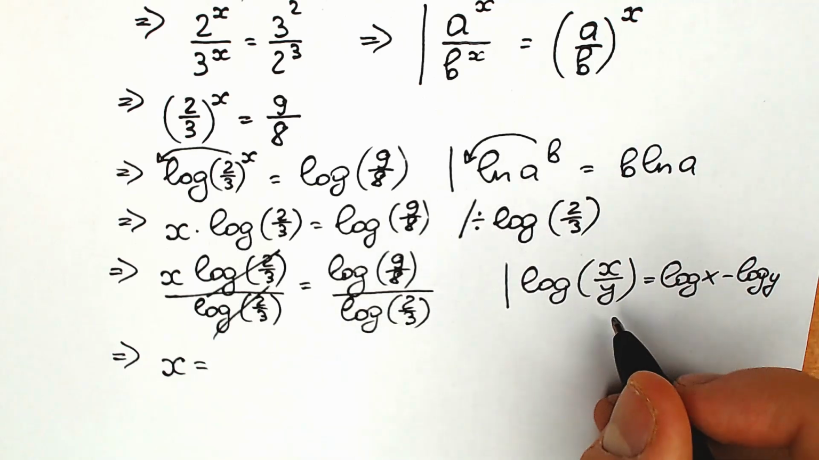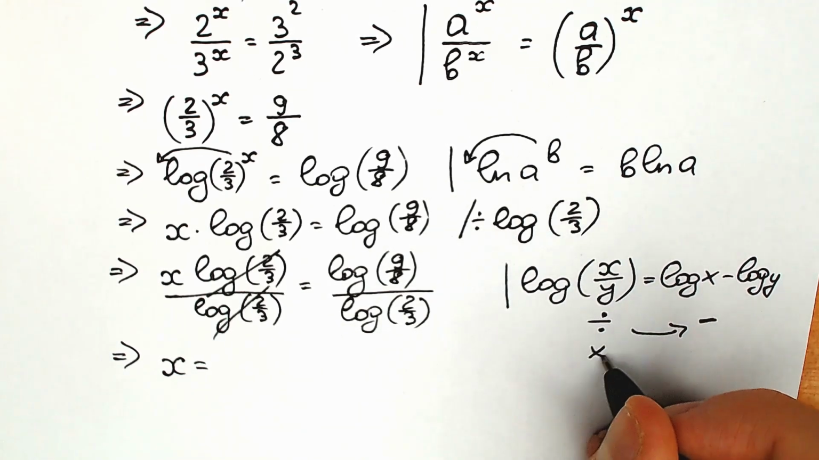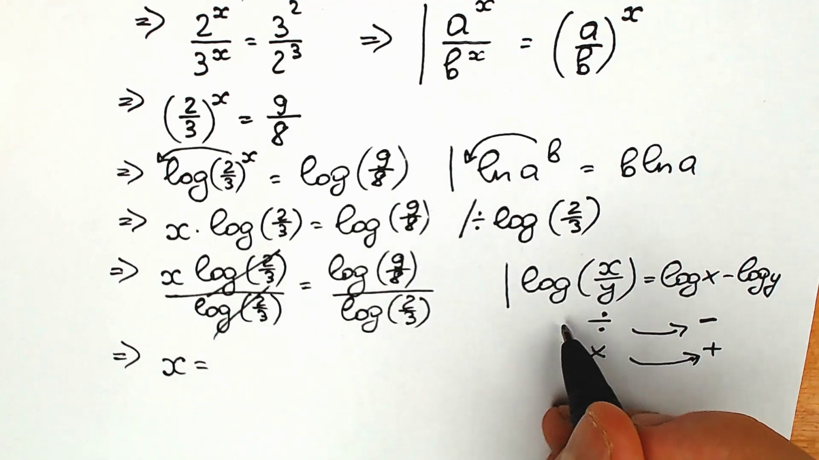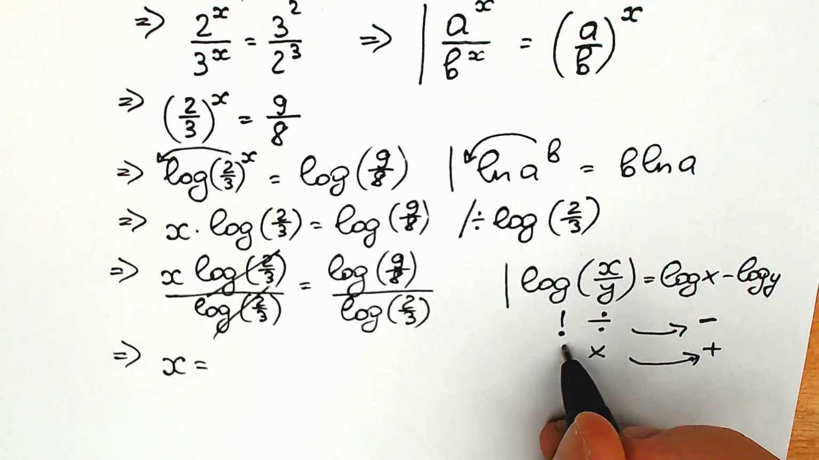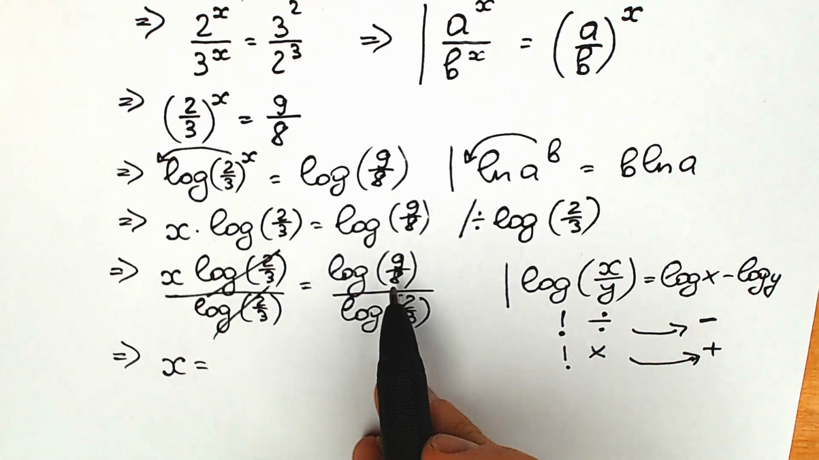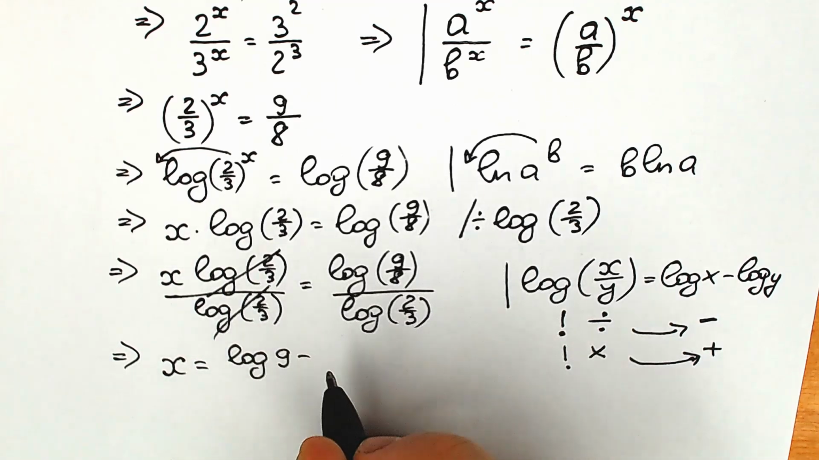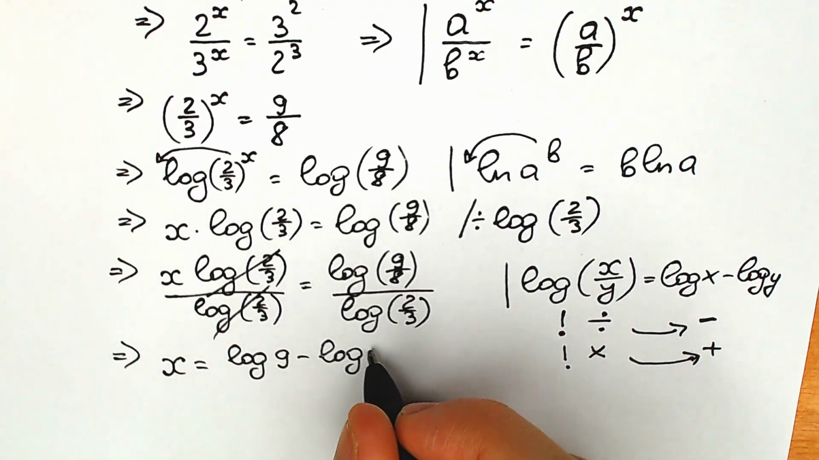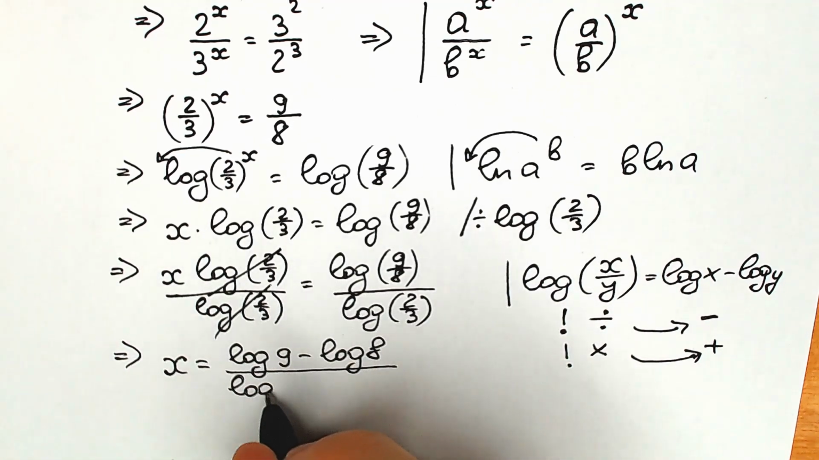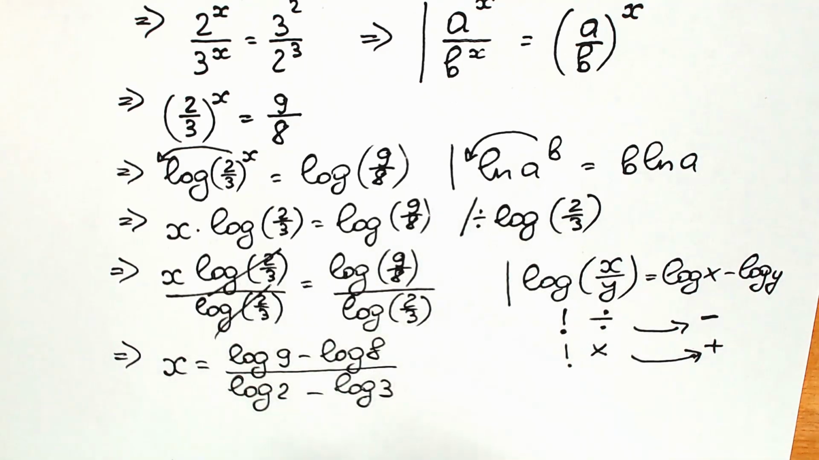And I want to say that division we change by subtraction, but don't forget that multiplication we change by addition. We don't have it exactly in our case, but maybe you know it. In our case we have only division. So as a result we have log 9 minus log 8, and in our denominator we have log 2 minus log 3. And as a result, this is our answer.